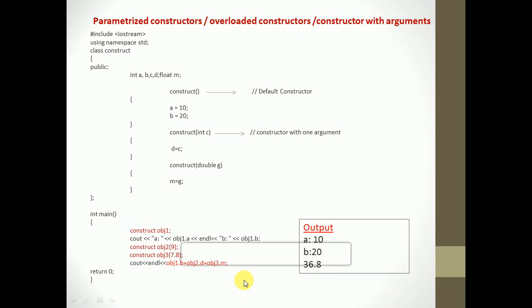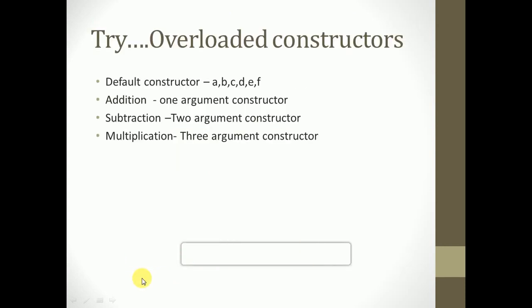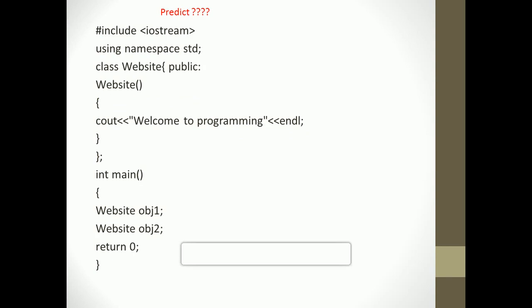Yes, hope you have understood the concept of parametrized constructors too. Similarly, you can have 2 argument constructors, you can also have 3 argument constructors. Accordingly, you have to write in the main program. So this is about the overloaded constructors. Now you can also try something new. You can try addition with 1 argument constructor, subtraction with 2 arguments, multiplication with 3 argument constructor, and work it out in some online C++ compiler. Try to get your output. And now I want you to predict the output of these. What will be the output over here?